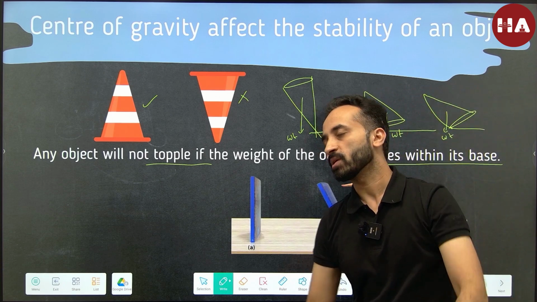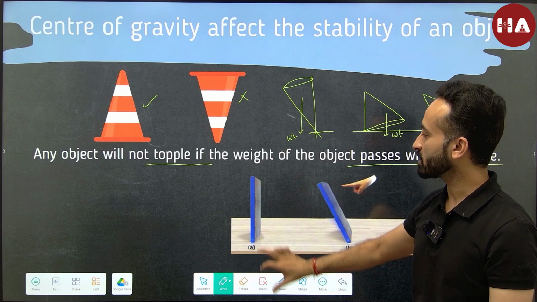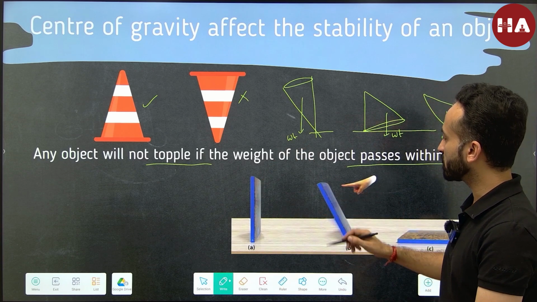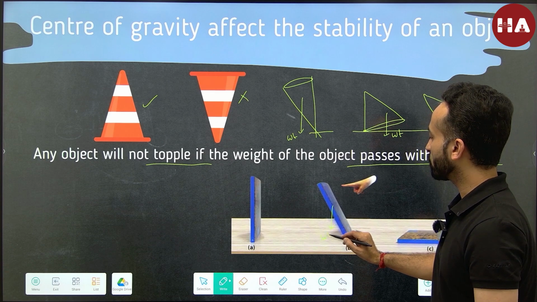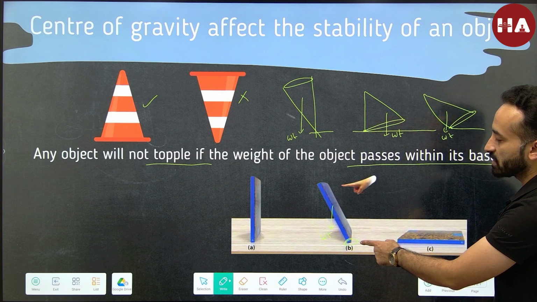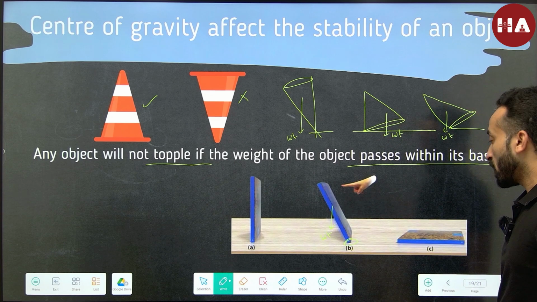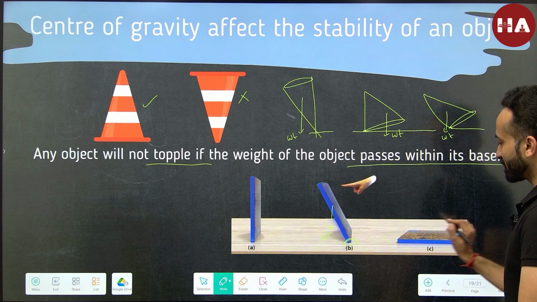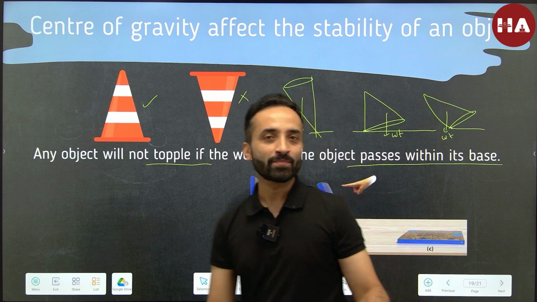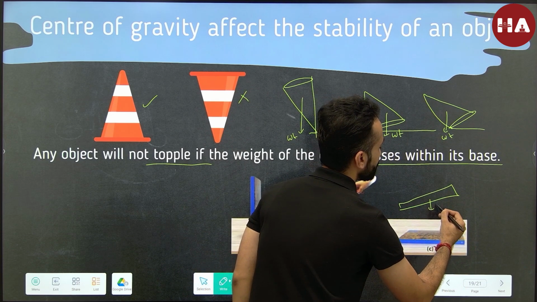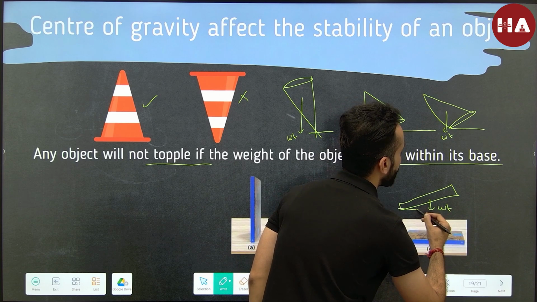Just for your information, this configuration of this slab is not stable. You tilt it slightly and the weight is out of the base. Base is here, weight is here, it's definitely going to topple. But now here, this configuration is very stable. Even if you topple it a little bit like this, still the weight is going to be within the base.